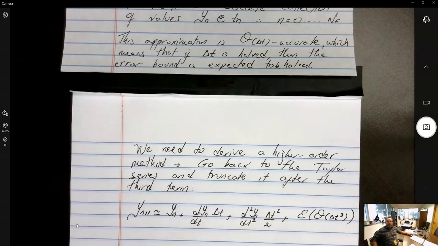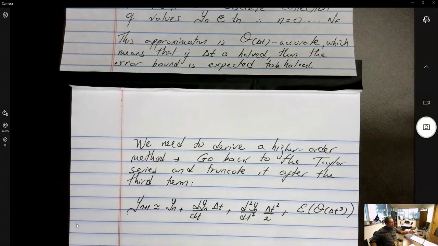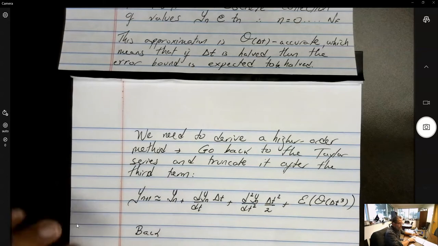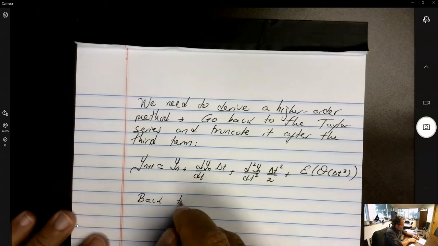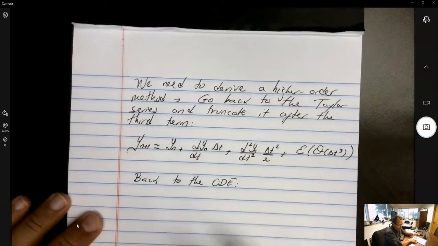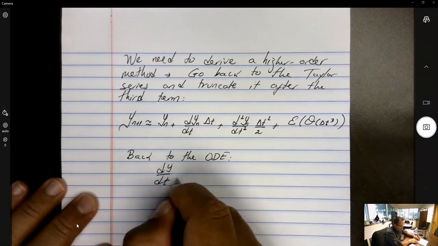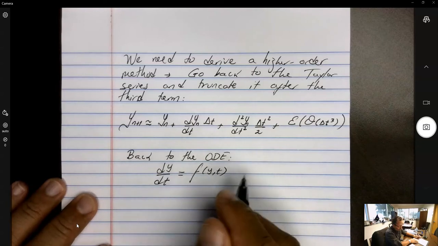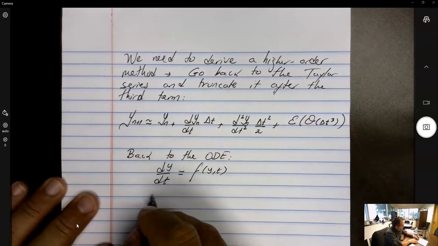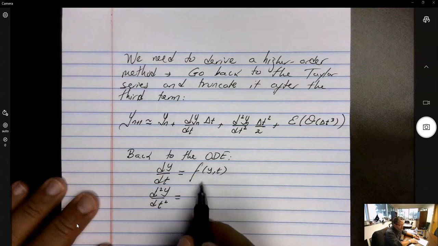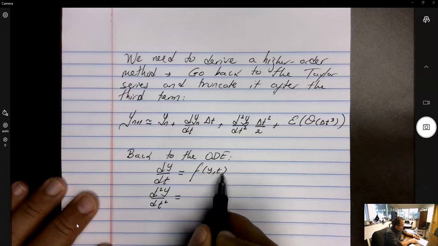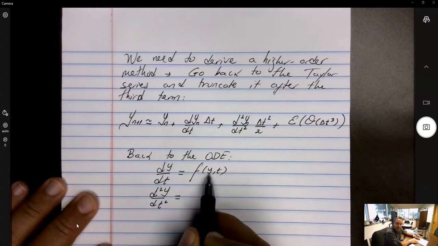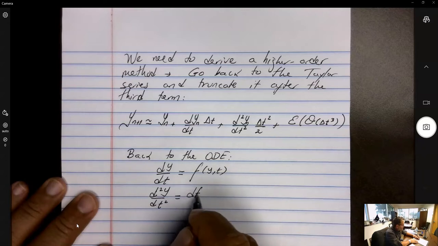Okay. Now, in order for this to be implementable in the solution of the given initial value problem, we need to somehow find the second derivative, which we don't have in the ODE. However, if you go back to the ODE, we have dy/dt equal to f of y and t. We can differentiate the ODE, so the second derivative of y with respect to t is equal to the derivative of this with respect to time. But because f is a function of time and a function of y, we need to do partial derivatives here. We actually need to do a chain rule.